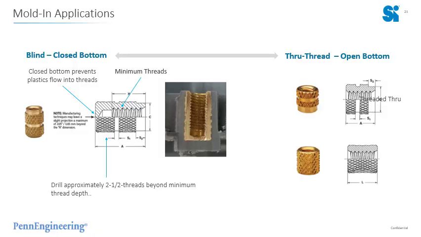In our molded-in installations, we offer a series that will have a blind or closed bottom hole. The reason for this is to prevent plastic flow from getting into the threads during the installation process. Unfortunately, with this insert, we're unable to drill all the way to the bottom of the insert. We can drill approximately 2.5 threads beyond the minimum thread depth. That's because we prefer to use form taps during this process, which will eliminate any chips or shavings that will fall into the insert, rather than cut taps that are used for other inserts.